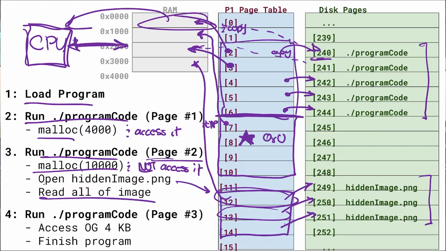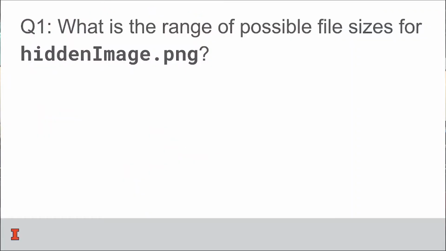So I have just two final questions for you. The first question is, I have a disk image and it has a hidden image on it. How big is our hidden image? What are possible file sizes for the hidden image? So how many pages is hidden image.png taking up on our disk? It's taking up 3 pages.